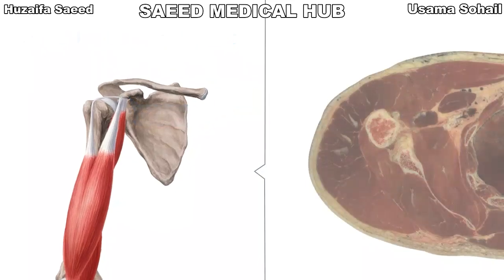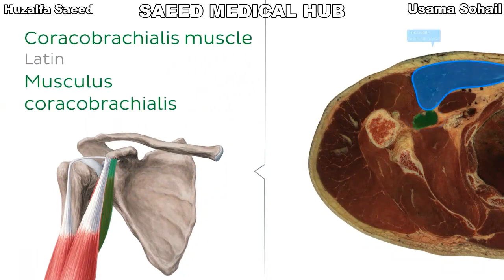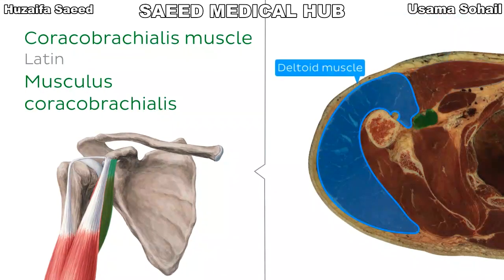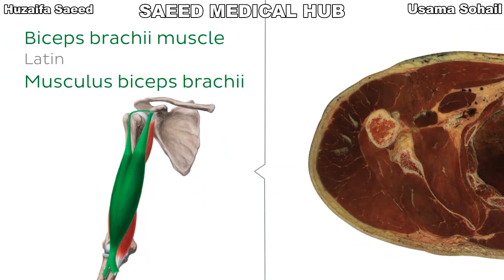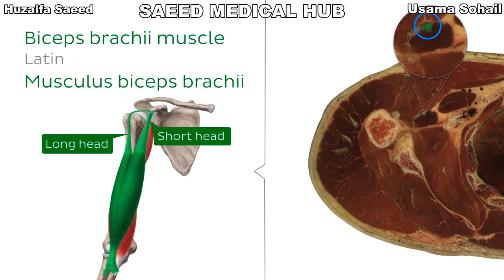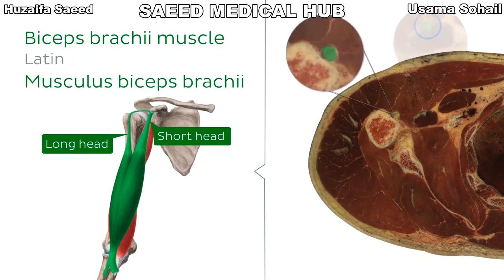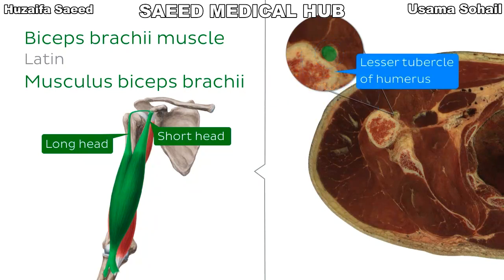With that in mind, let's now look at our cross-section from the proximal portion of the arm, where we see the coracobrachialis muscle just here, deep to the pectoralis major and deltoid muscles. So if you've studied the biceps brachii muscle before, you'll know that it has two tendons or heads. And in this cross-section, we can identify both of these tendons. So over here, we have the tendon of the short head, superficial to the coracobrachialis muscle, with the tendon of the long head located here between the greater and lesser tubercles of the humerus.